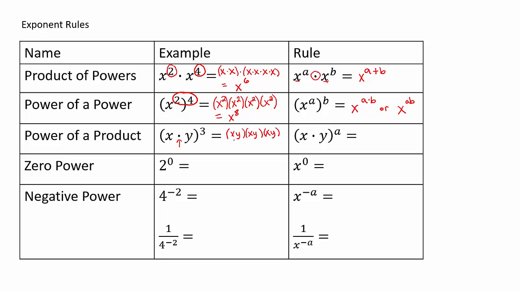And so to combine these together, I would say, well, how many x's do I have? I have 3 of them. How many y's do I have? I have 3 of them. So this simplifies to be x cubed, y cubed.